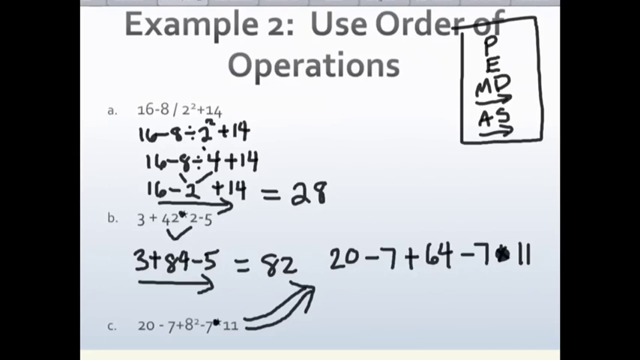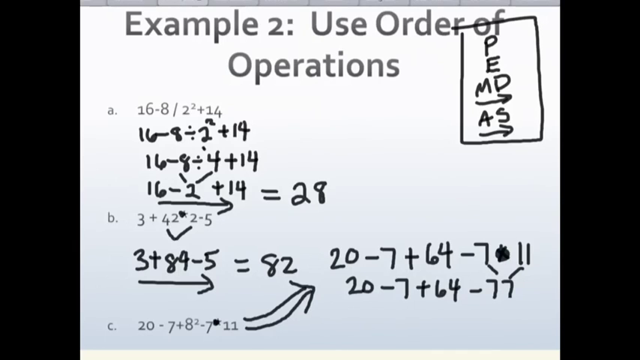So the next thing I need to do, I've done parentheses. There were none. Exponents handled. Multiplication and division is next. I've got to do my 7 times 11. So my problem reads 20 minus 7 plus 64 minus 77. So I replace 7 times 11 with 77.